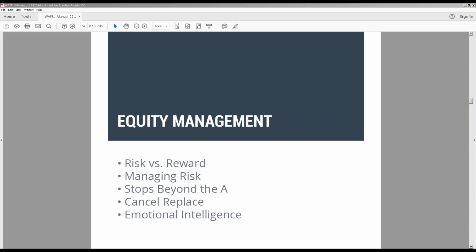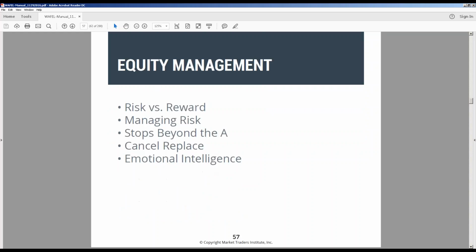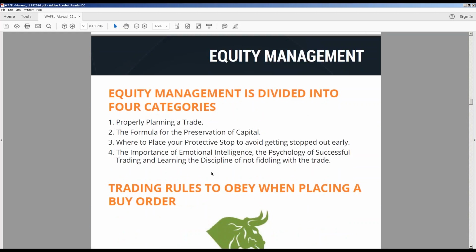Welcome, welcome, welcome. Right, now today I'm going to discuss risk versus reward, managing risk, stops beyond the A, cancel, replace, and emotional intelligence. Right. Now equity management is divided into four categories. The first one is properly planning a trade, then the formula for the preservation of capital, then where to place your protective stop to avoid getting stopped out early, and then the importance of emotional intelligence, the psychology of successful trading, and learning the discipline of not fiddling with your trade.